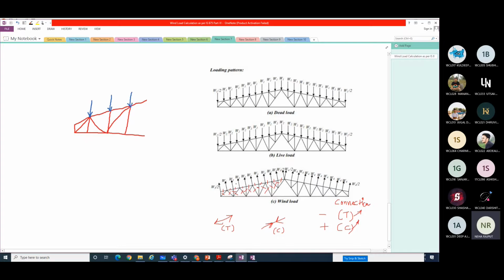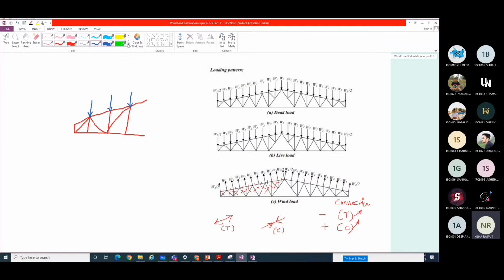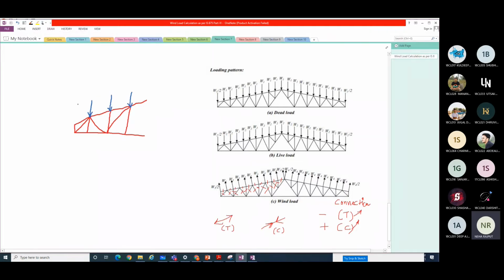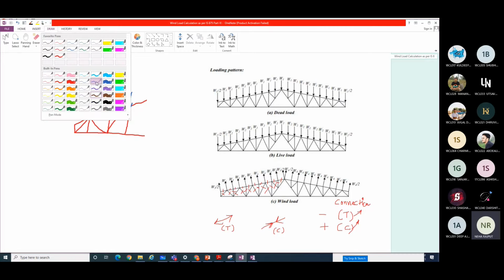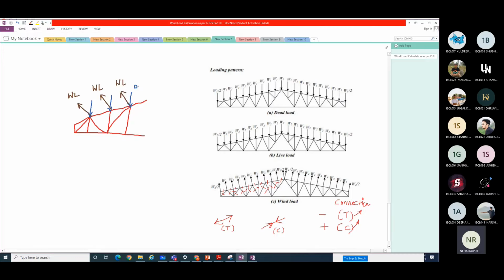And this wind load is a suction load, which is acting perpendicular to your surface. So the perpendicular to your surface is like this. So this is my wind load. Clear everyone? Right. So over here these are the wind loads which are perpendicular to the surface, and these are the dead load and live load.